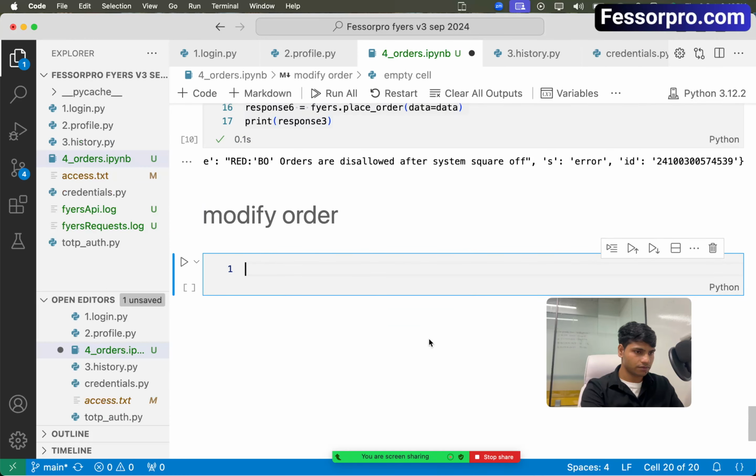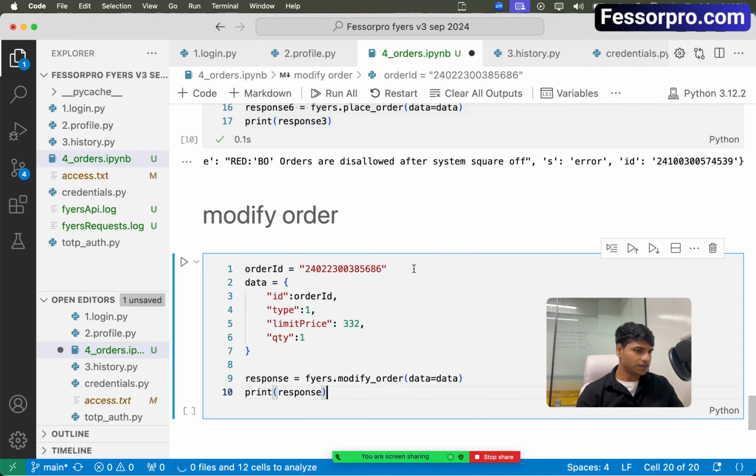Copy and I'll paste. So first thing is you need an order ID. Once you have the order ID, you need to make a dictionary where you specify the order ID, and then you have to specify three things. One is type, one is limit price, and one is quantity. So I want to change the limit price. I've placed the limit order. Let's say the price is 100 and I've placed the limit order at 95.